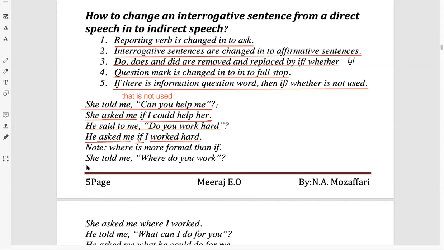Another example here. She told me, where do you work? And when you change it to indirect speech, no other helping verb, just do, does, and did are removed. If you have another to be verb or to have, they are used, because they are used according to tenses.